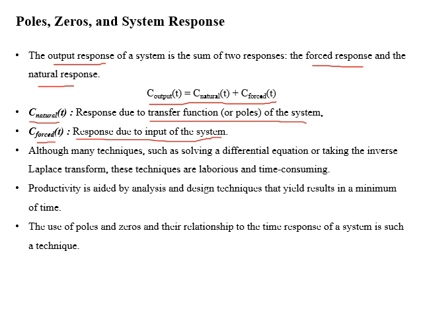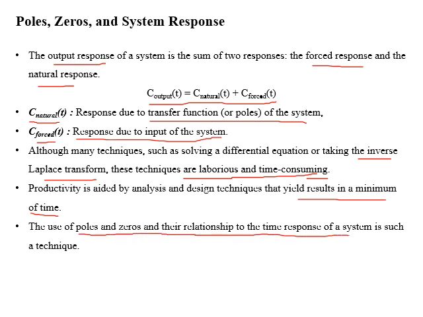Now, if we have output response relation in frequency domain, then we can find time domain response with the help of inverse Laplace transform. But this conversion from Laplace domain to time domain is time consuming. So we are looking for a method through which we can find result in minimum span of time. For this, we will use poles, zeros, and the relationship to the time response of the system.